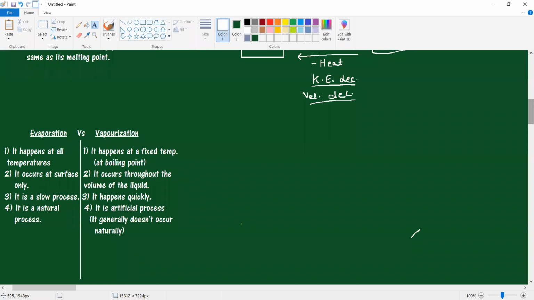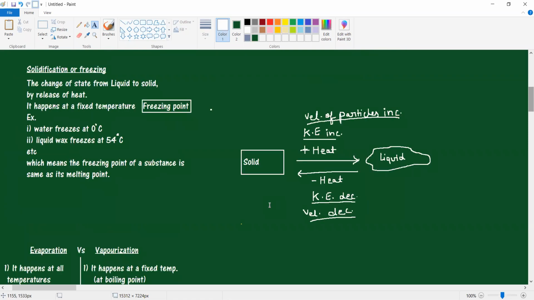For most things, it doesn't occur naturally, so we have to give heat or take out heat, depending upon the situation. We have to give heat in order to achieve vaporization of a substance. So this is all for today. I hope you all understood all the points. In homework, you have to learn all the definitions.